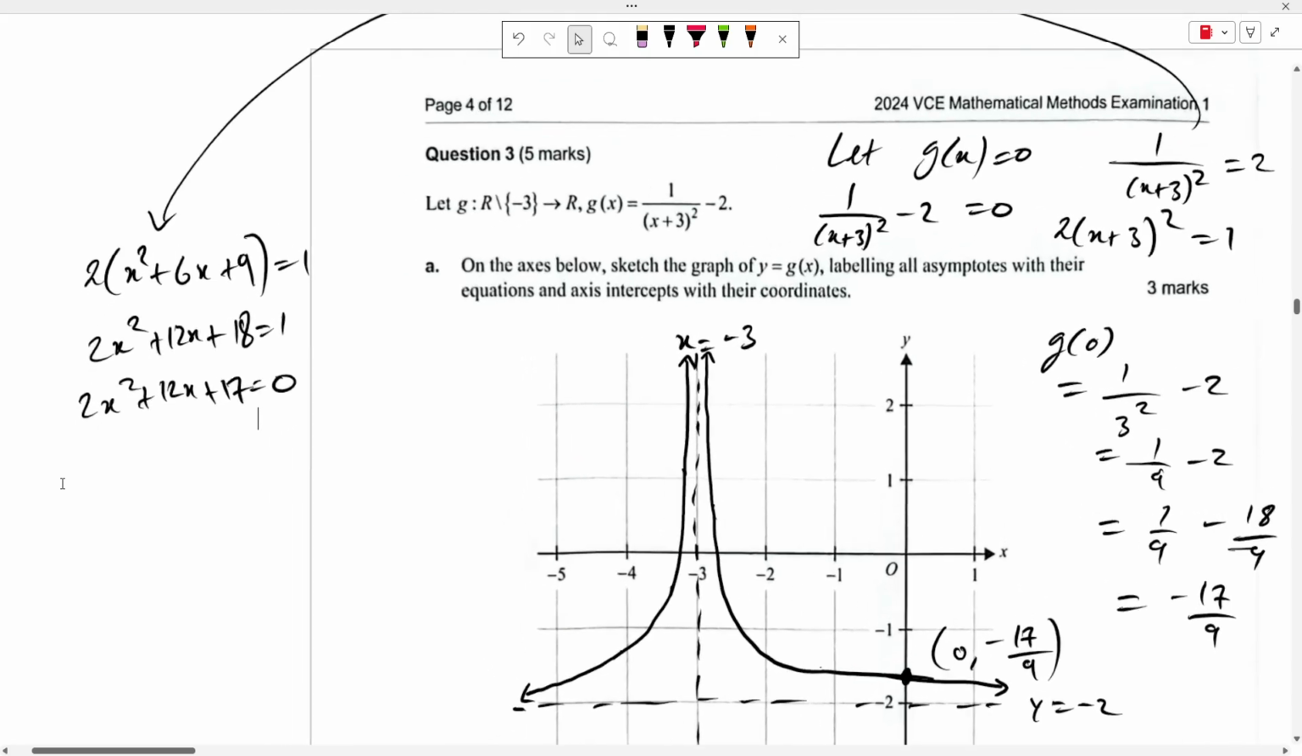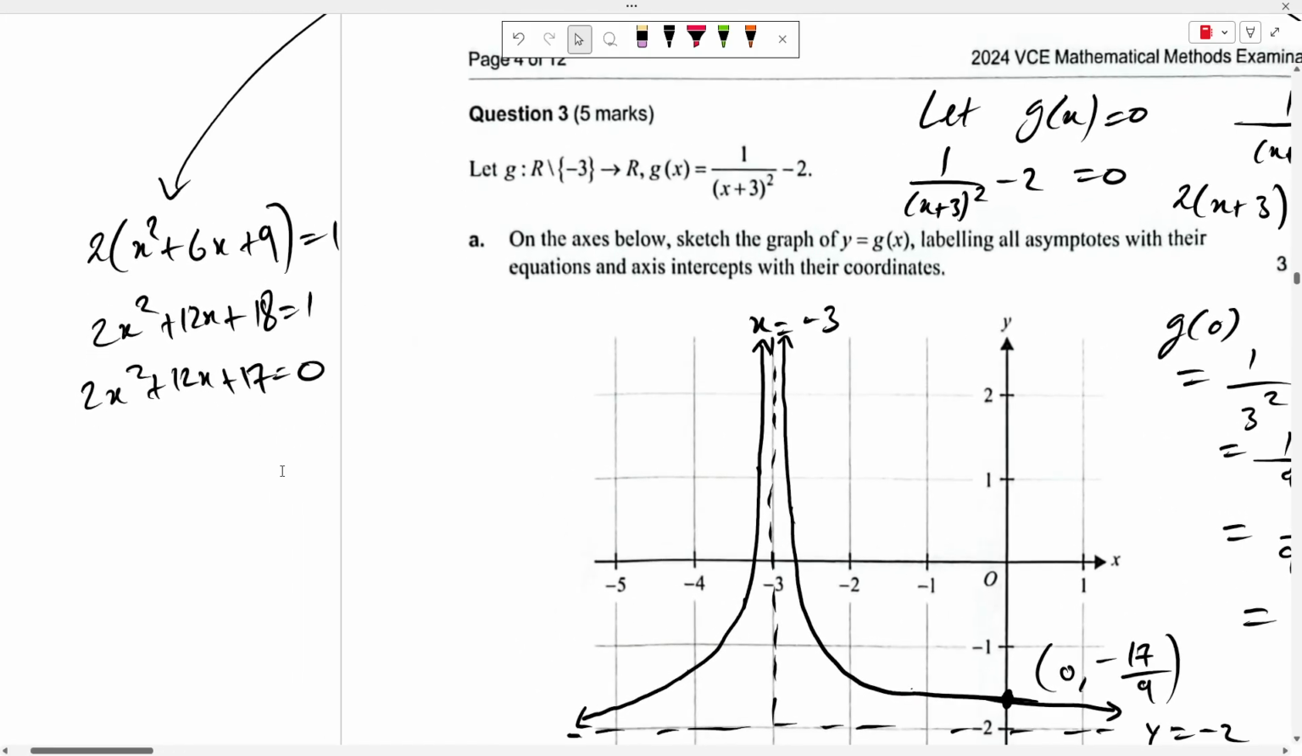Okay. Now we need two numbers that multiply to positive 34, and the same two numbers have to add to positive 12. So 2x squared, let's think about what these numbers can be. You're going to see that there's not really any two numbers that are going to be good for this. So what we can do is we can actually complete the square.